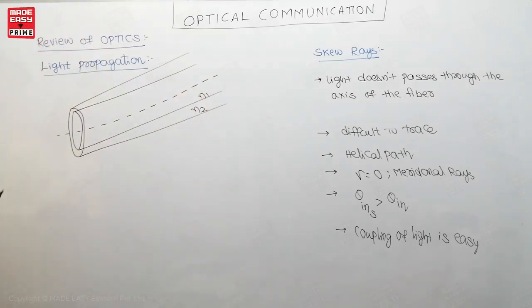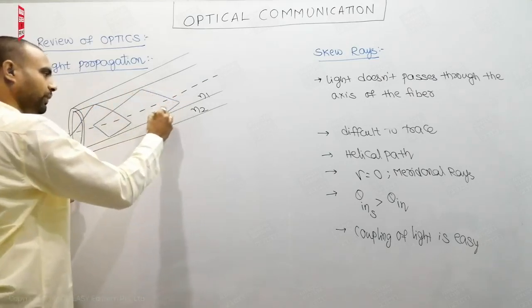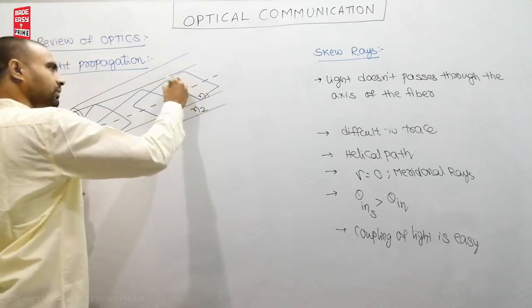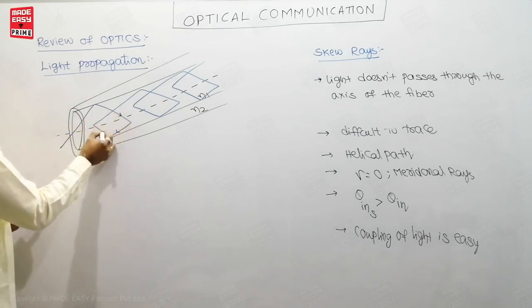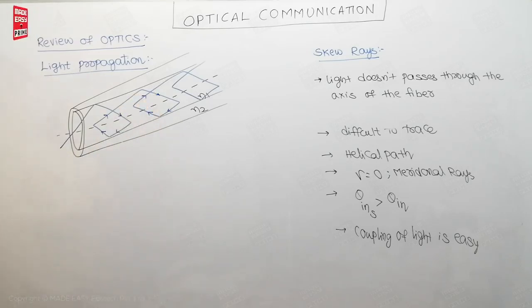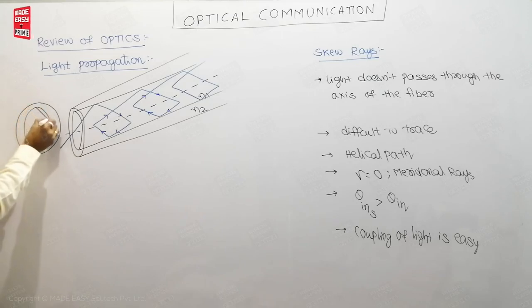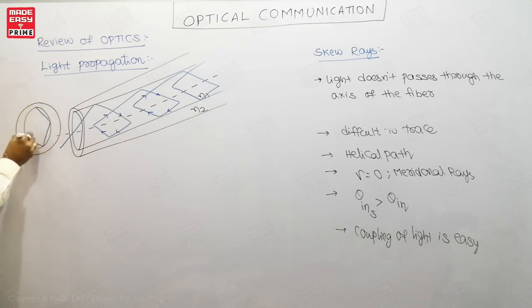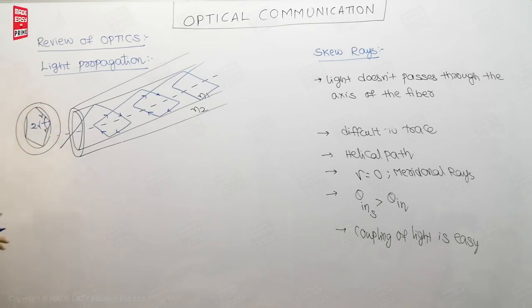So the skew rays take a path called a helical path, which is as shown in the figure. It takes a helical path so that the light is propagated into a fiber. Here we can see the light hitting here, here. This is called 2 gamma. Half the reflection angle is called gamma.